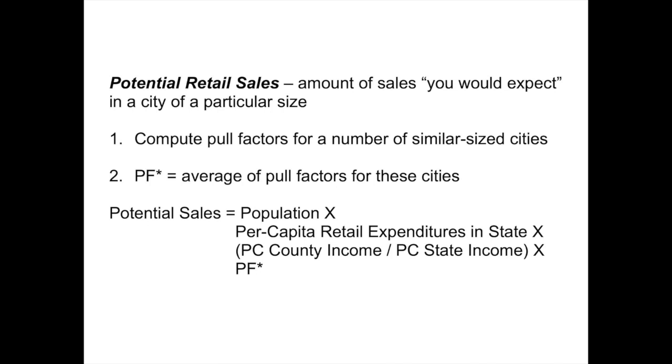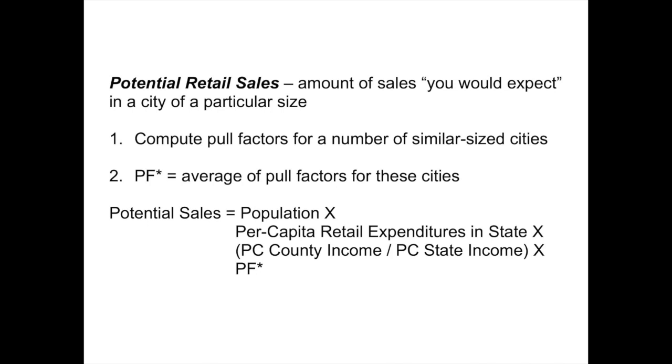You might notice that I wrote out the income adjustment factor as PC county income divided by PC state income, where the shorthand PC stands for per capita. When we talked about the income adjustment factor earlier, I wrote it out as per capita local income divided by per capita state income. And this time it's per capita county income divided by per capita state income. The reason I'm calling it per capita county income now is because certainly for a lot of states, the county level is the lowest level of geography where you can get retail sales data. So in a lot of cases, you're actually doing this type of analysis for counties, so it makes sense to use per capita income at the county level.